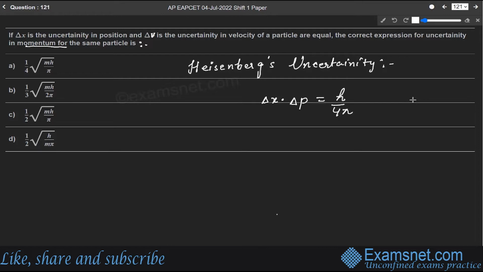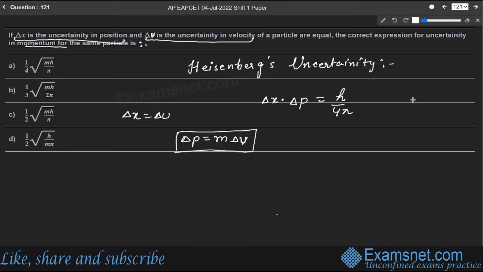Now, according to the question, delta v is the uncertainty in velocity, and delta x is the uncertainty in position, and they both are equal in nature. For example, delta x equals delta v, already given in the question to us. Also, delta p, the change in momentum, equals m into delta v, mass into velocity, right? M into delta v. That is the formula.